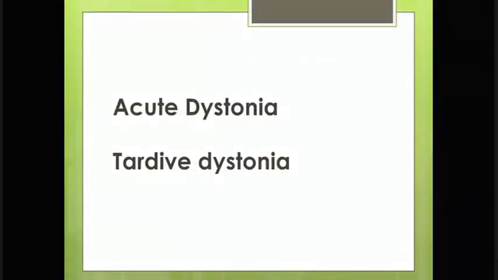We have two types of drug-induced movement disorder: acute dystonia and tardive, late dystonia. And we discussed dystonia in detail. Acute dystonia is rewarding to treatment, and it's commonly due to antiemetic drugs.